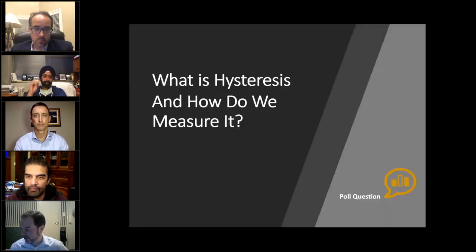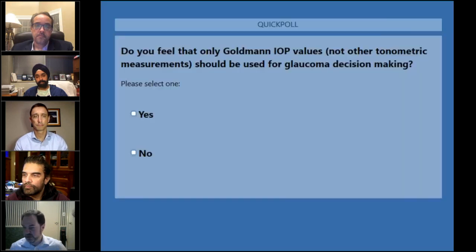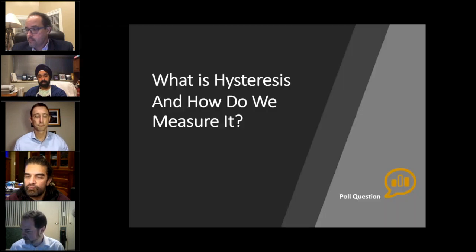I'm going to close that poll, and then ask the second question: do you feel that only Goldmann IOP values, not other tonometric measurements, should be used for glaucoma decision making? You'll see that poll on your screen now, and you can vote. Oh, wow, very surprising. This is good. I think we've moved the needle over the years, gentlemen. 88% say no. I don't think Goldmann is the only tonometer we should use for glaucoma decision making. So that's good. I'm going to close the poll here, and I'm going to get on to, as Dr.